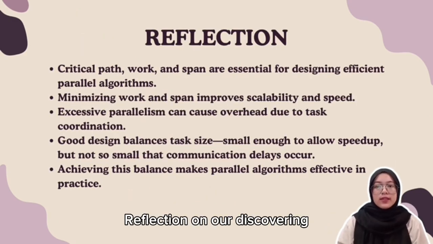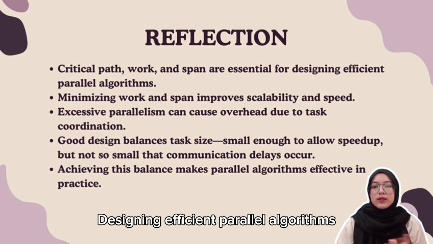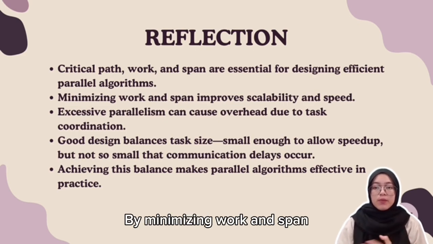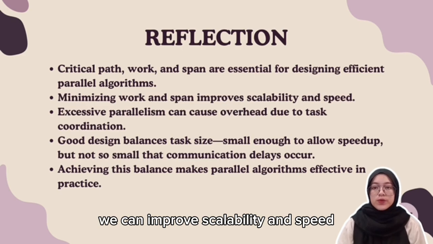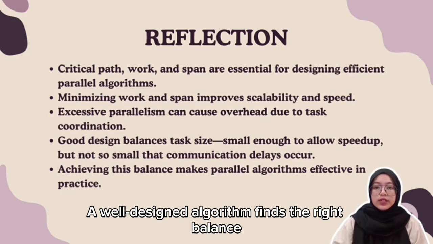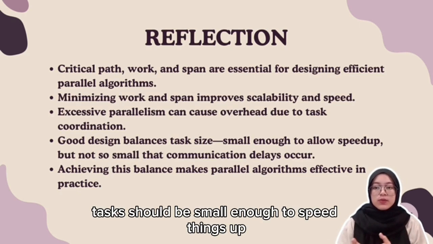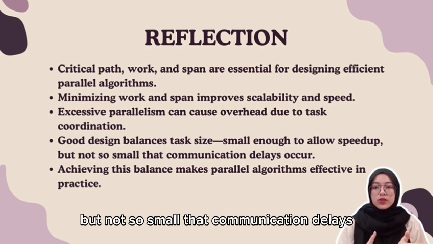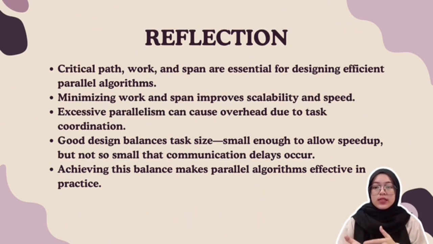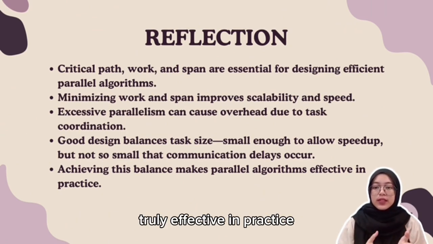Reflection on our discovery. Designing efficient parallel algorithms begins with understanding the critical path, work and span. By minimizing work and span, we can improve scalability and speed. But too much parallelism can lead to overhead from task coordination. A well-designed algorithm finds the right balance. Tasks should be small enough to speed things up, but not so small that communication delay slows everything down. Achieving this balance is what makes parallel algorithms truly effective in practice.